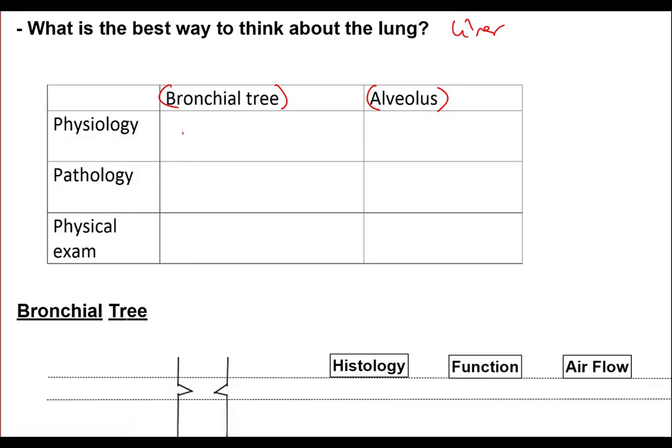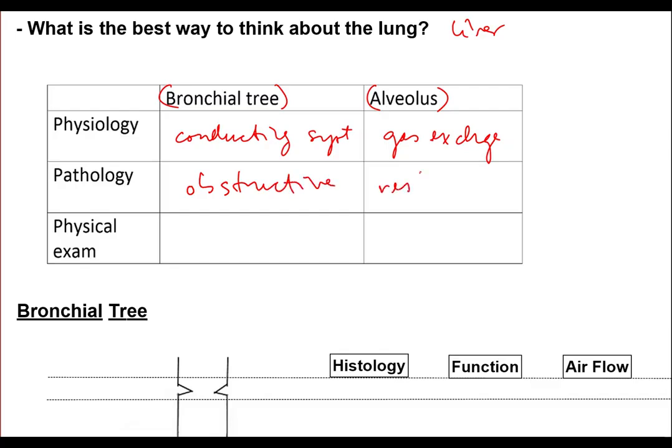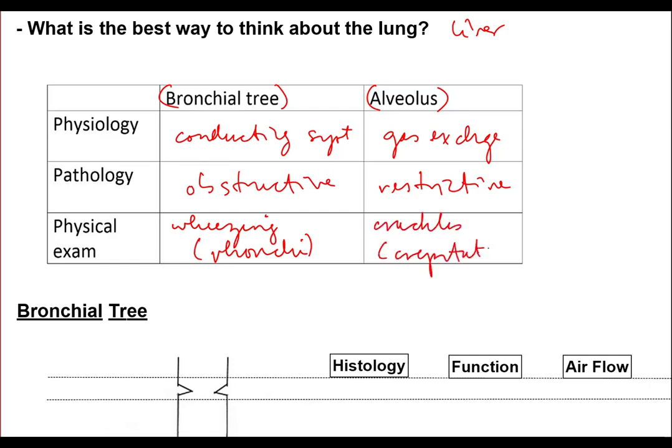In terms of physiology, the bronchial tree is our conducting system, whereas the alveolus is where we have gas exchange. If we talk about the pathology, diseases of the bronchial tree are obstructive diseases, but diseases of the alveolus are restrictive diseases. In the physical exam, abnormalities in the bronchial tree give me wheezing, also called rhonchi, whereas diseases in the alveolus give us crackles, also called crepitations. So that's a pretty good division that's going to work really robustly in patient care.